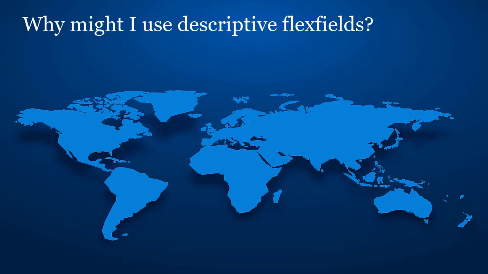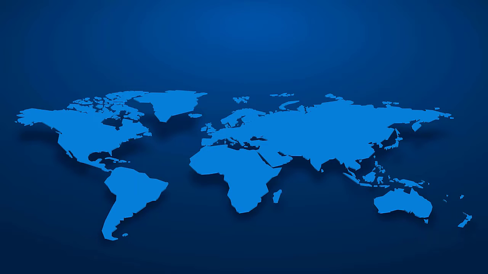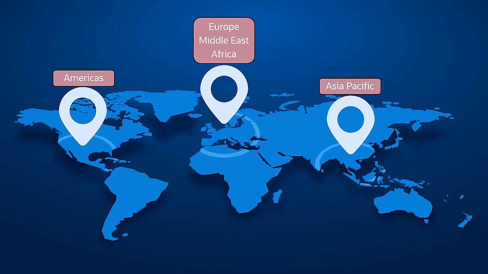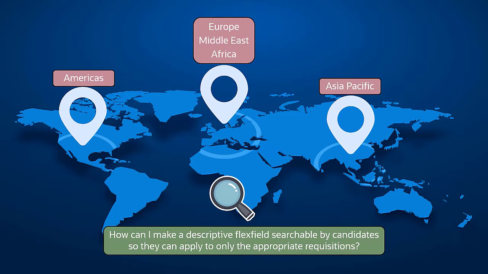Descriptive flex fields are a versatile way to enhance your job requisitions with organization-specific data. For example, your company may offer remote work worldwide, but due to time differences, you want to ensure candidates are in the same geographic zone as the rest of their team. You can add the flex field to the job requisition, but how can you make it searchable by candidates so they can apply to only the appropriate requisitions?